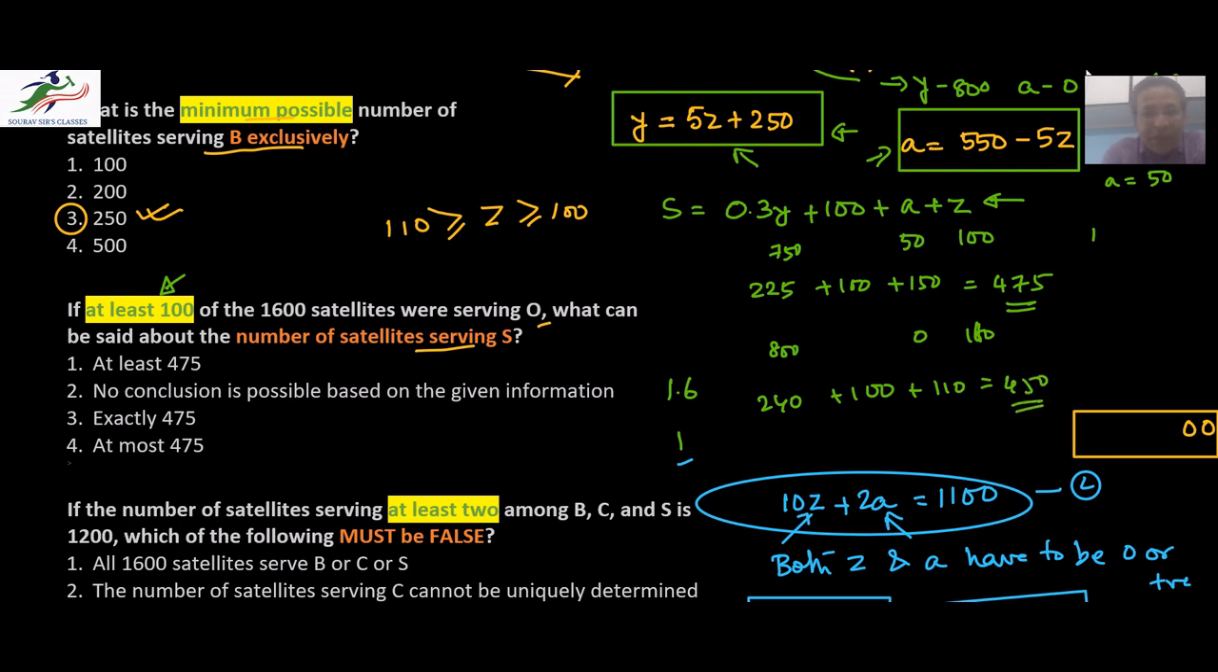So this is the minimum value that we had seen that S can take, and now we are getting 475. So this is the maximum value that S can take if Z is at least 100, because Z can be 110. If Z is 110, then the value of S becomes 450, and if Z is 100, then the value of S is 475. So it will be in between these two values. So therefore, at most 475 is the correct choice.